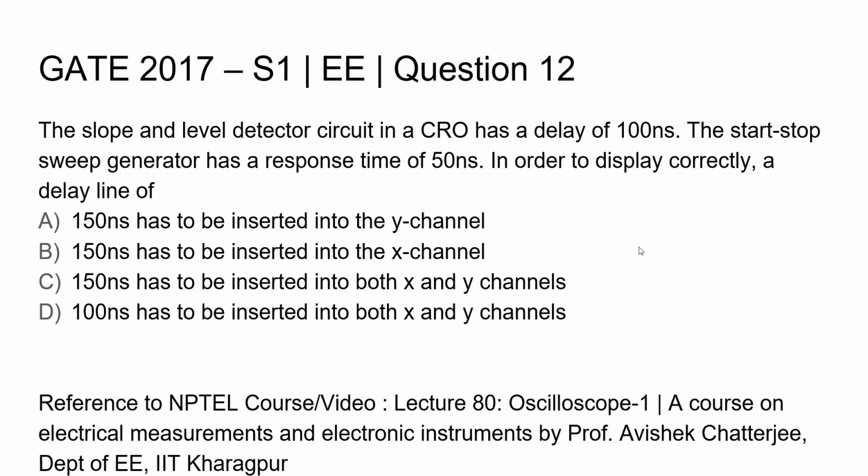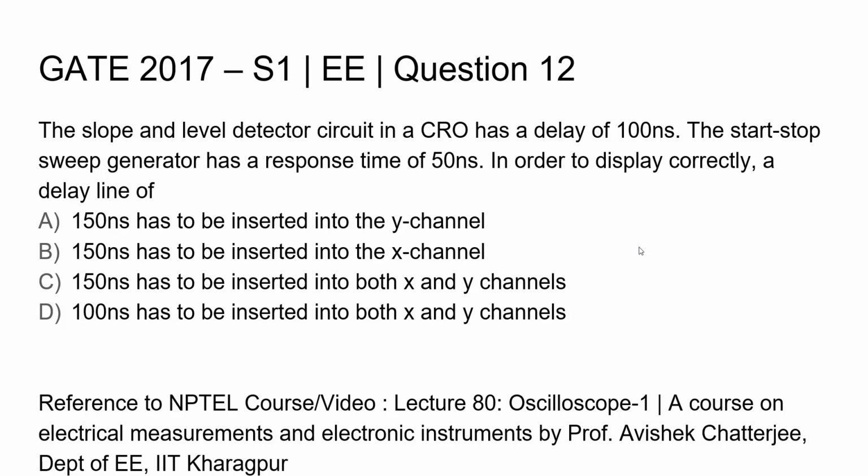Question 12, Electrical and Electronics Engineering, GATE 2017 Set 1. The slope and level detector circuit in a CRO has a delay of 100 nanoseconds. The start-stop sweep generator has a response time of 50 nanoseconds.